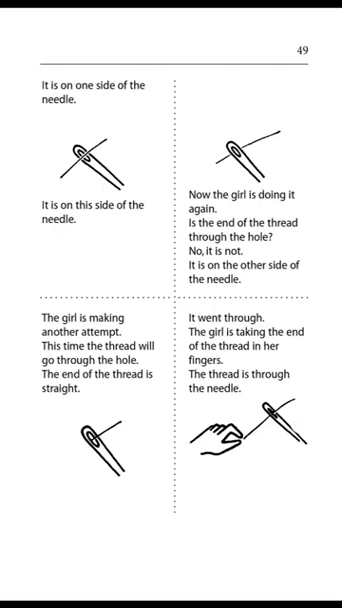Page 49. It is on one side of the needle. It is on this side of the needle. Now the girl is doing it again. Is the end of the thread through the hole? No, it is not. It is on the other side of the needle. The girl is making another attempt. This time the thread will go through the hole. The end of the thread is straight. It went through. The girl is taking the end of the thread in her fingers. The thread is through the needle.